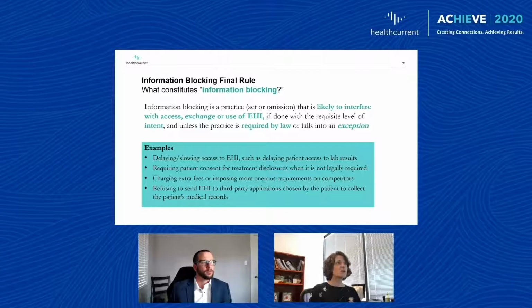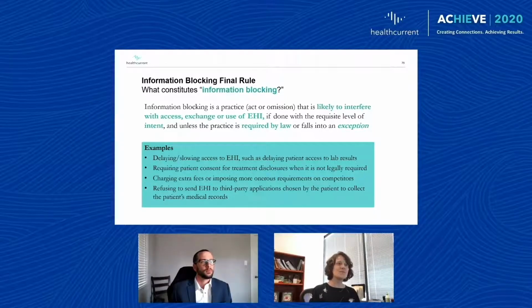that is another practice that's going to implicate the information blocking rule. Charging fees, putting on onerous security requirements, like always requiring a valid Arizona driver's license to prove identity and not accepting other forms of government-issued ID, is an example of a practice that would implicate the information blocking rule. So too is refusing to send EHI to third-party applications chosen by a patient because you're concerned about the security risks, when it's really the patient's decision.